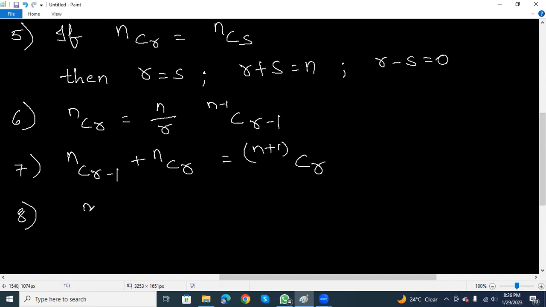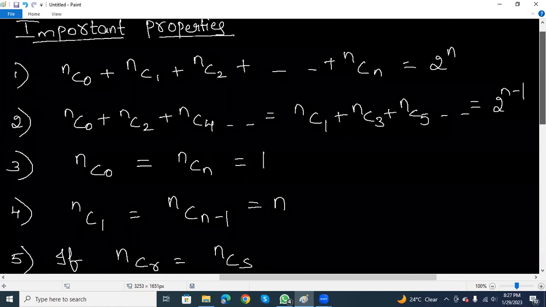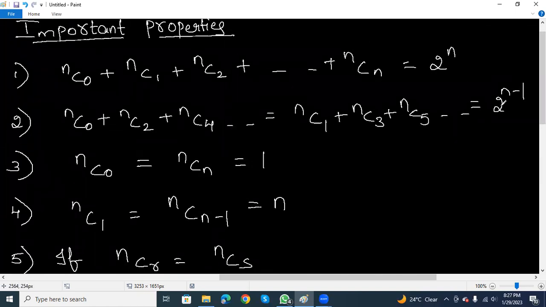Eighth property. NCR divided by NC(R minus 1), where NC(R minus 1) is the coefficient before NCR, is equal to (N minus R plus 1) by R. So these are the main properties of binomial coefficients. Just try to understand them, and when we apply them and solve a few problems, it will be easy to remember. In my next video, we will solve a few problems on binomial coefficients. Please watch it. Thank you.